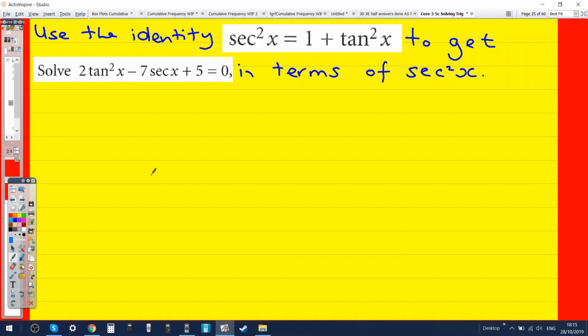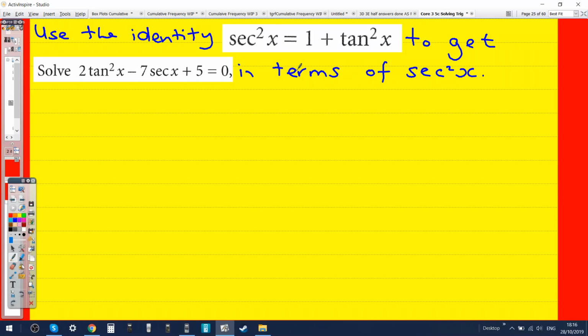So there's obviously the tan squared x. Oh, so you substitute in 1 plus tan squared x for sec x? Well, sec squared x is 1 plus tan squared x. Oh.